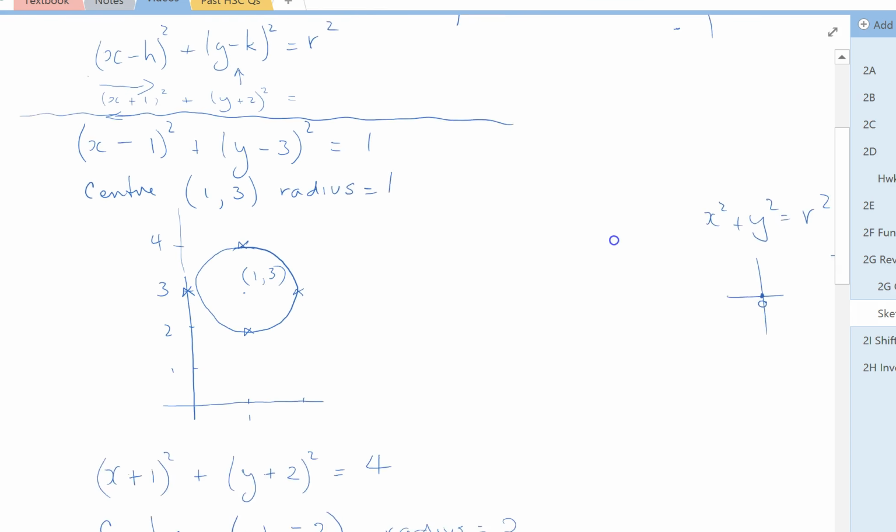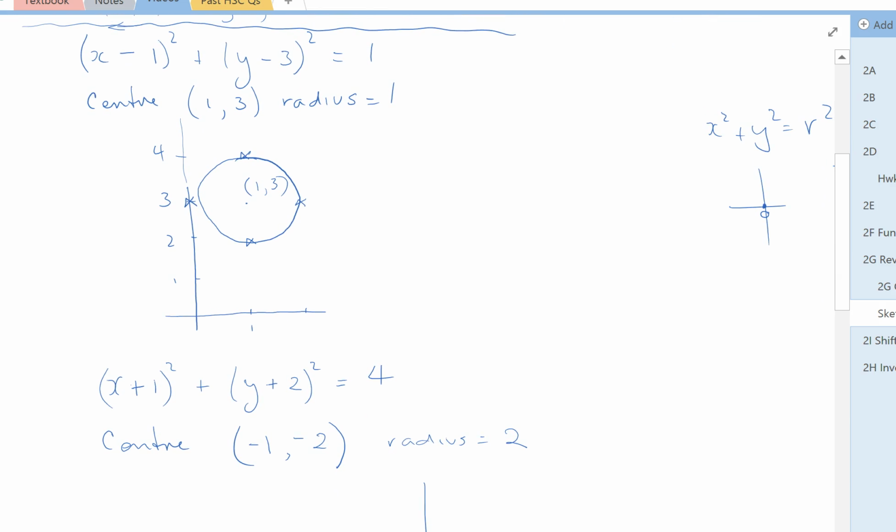Hang on till I move that up a bit. So x is 1, y is 3, there is the centre, and a radius of 1 means from the centre I would come down 1, I would go to the right 1, I would go up 1, I'd go to the left 1, so this should actually be right over here. It's not a very good sketch. And we would have our 4 points and we join them up to make our circle.